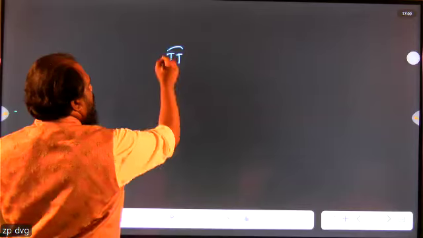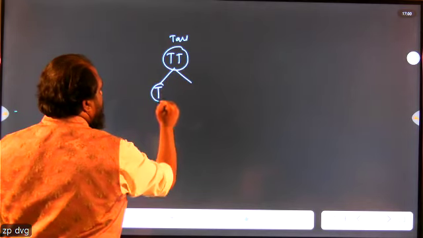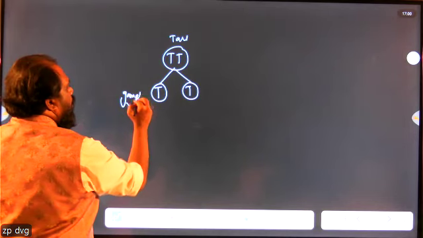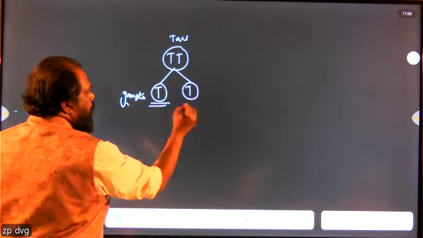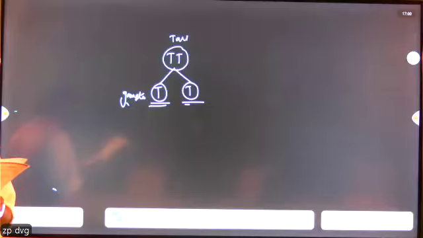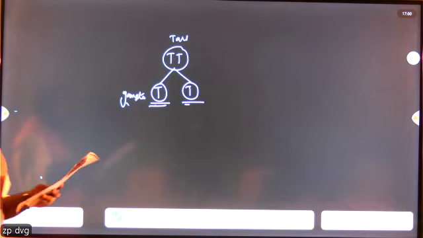Question number 16. Read the statements and choose the correct option. Statement 1 says for a particular character in an individual, each gamete gets only one allele. Correct. See, for example, capital T, an individual is tall. Now, during gamete formation, the gamete will not get both the alleles. The gamete will get only one of the two alleles. So statement 1 is correct.